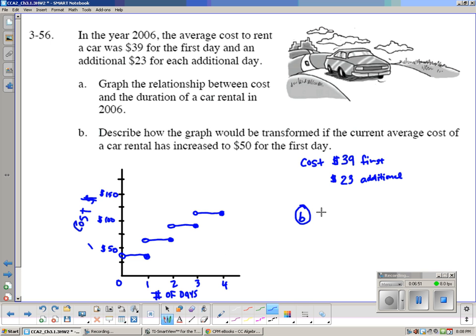Well, $50 there would increase our graph. We would move up $11. So it's safe to say that it's going to translate our graph up $11 each day. So our entire graph will move upward on the y-axis here, or our output, $11. So you can say it will translate our graph up $11 each day.